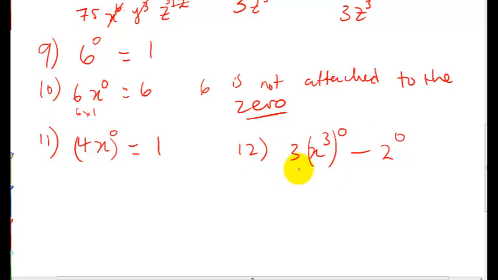Alright, let's do this slowly. So that's 3. It's not attached to the 0, so you just leave that as 3. x cubed to the power of 0. Well, everything to the power of 0 is 1, so that's just times by 1. So it's just 3.